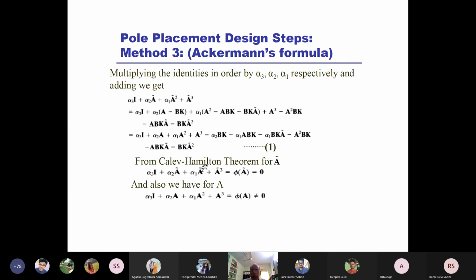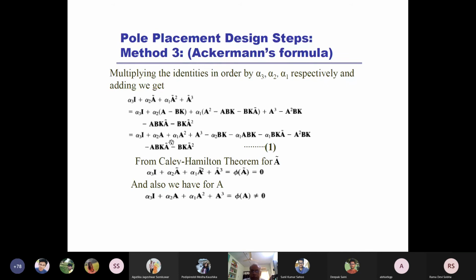Now, using the Cayley-Hamilton theorem for A hat, this should be equal to 0. Also for the A matrix, we can use these equations, but this is not the characteristic equation, so this will not equal 0. So phi of A will not equal 0, because the characteristic equation is dependent on A hat, not on A.